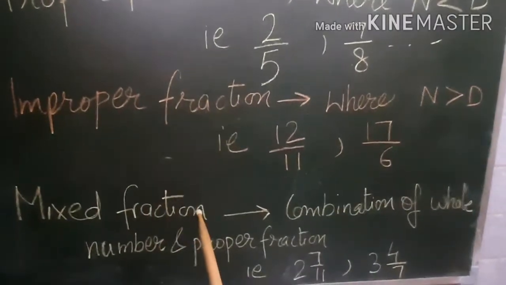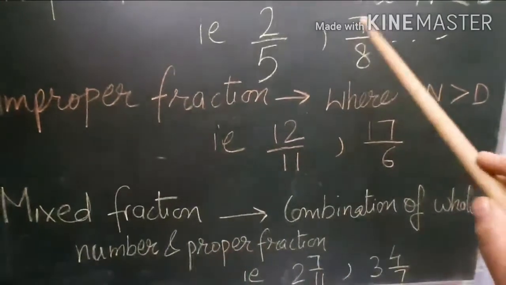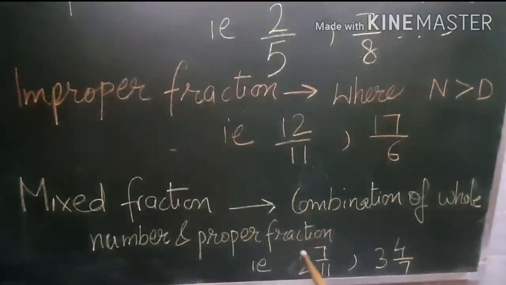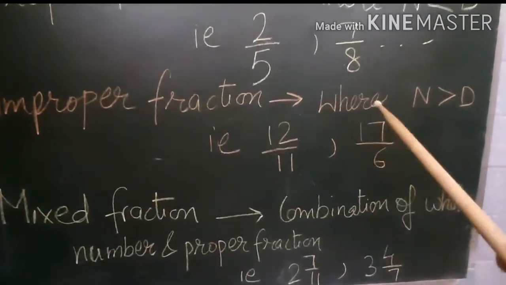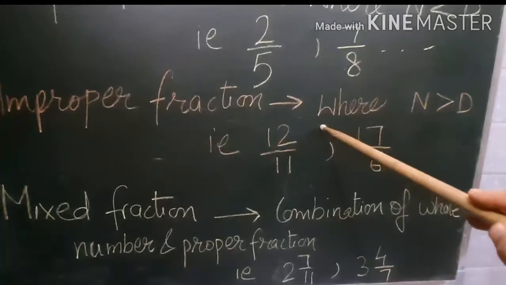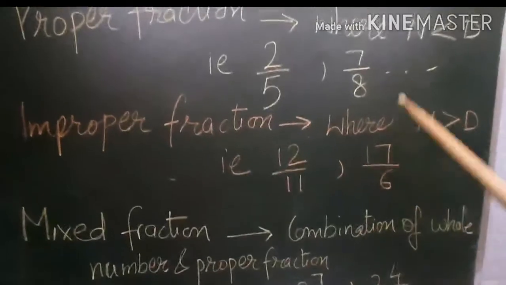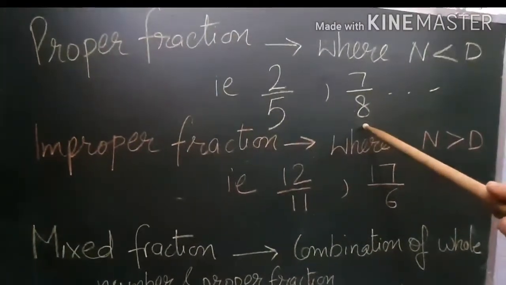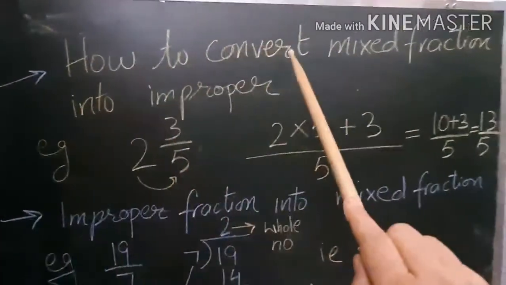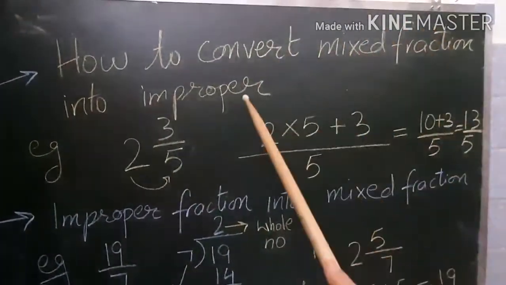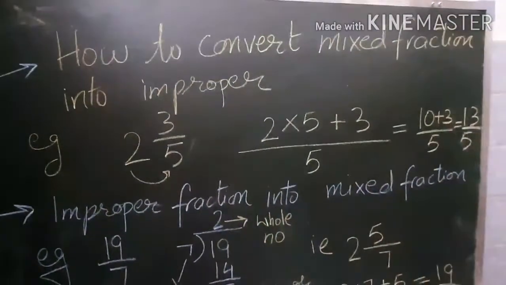Now what is a mixed fraction? It is the combination of a whole number and a proper fraction. Basically, all improper fractions can be changed into mixed fractions, but proper fractions cannot be changed into mixed fractions. Now let us understand how to convert a mixed fraction into an improper fraction and an improper fraction into a mixed fraction.